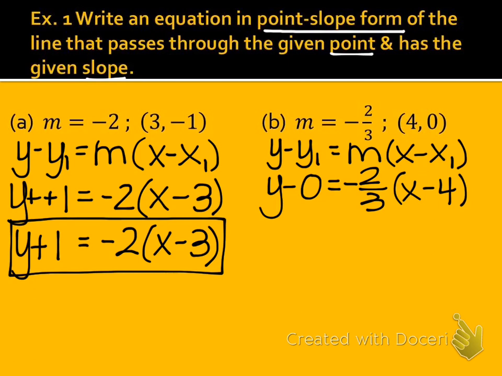I never want to leave a 0 in my problem, okay, if I don't have to. So y minus 0 is what? Y. So y equals negative 2/3 times x minus 4.